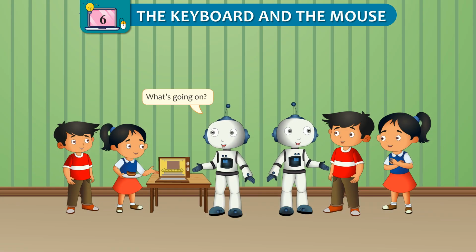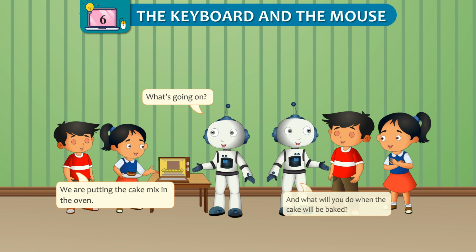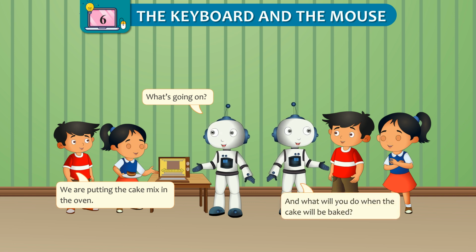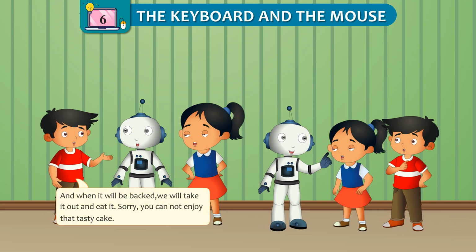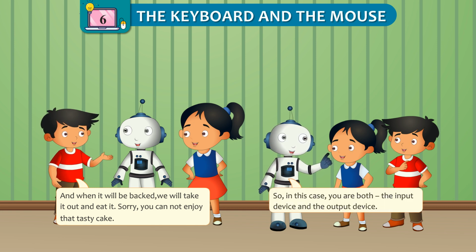What's going on? We are putting the cake mix in the oven. And what will you do when the cake will be baked? And when it will be baked, we will take it out and eat it. Sorry, you cannot enjoy that tasty cake. So, in this case, you are both the input device and the output device.